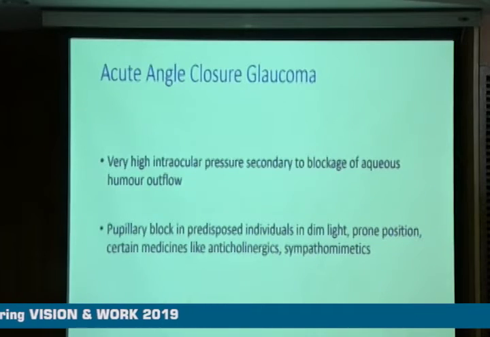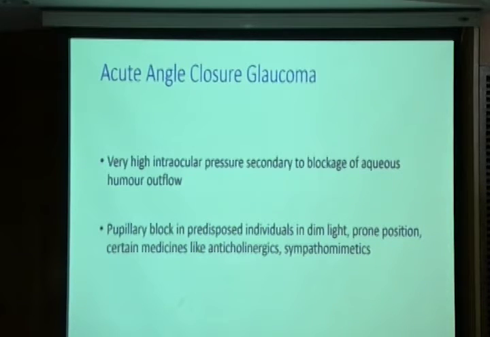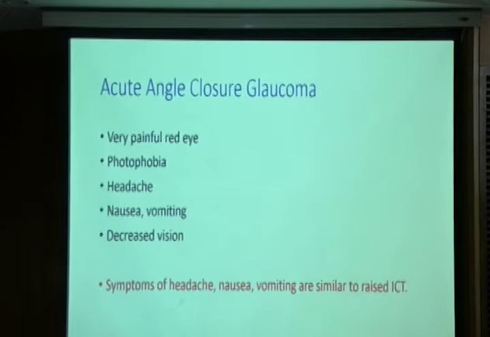This kind of condition, which is due to the pupillary block, can happen in predisposed individuals having small eye, shallow anterior chamber, in conditions like dim light as in theaters, in prone position, and with certain medications like anticholinergics, sympathomimetics, etc. Here again the eye will be very painful, red, having photophobia, headache. Patient may have nausea, vomiting due to very high intraocular pressure, and decreased vision. These symptoms of headache, nausea, vomiting are similar to what we see in raised ICT.